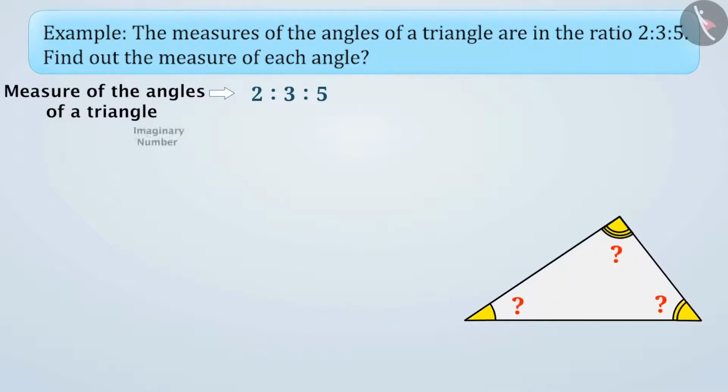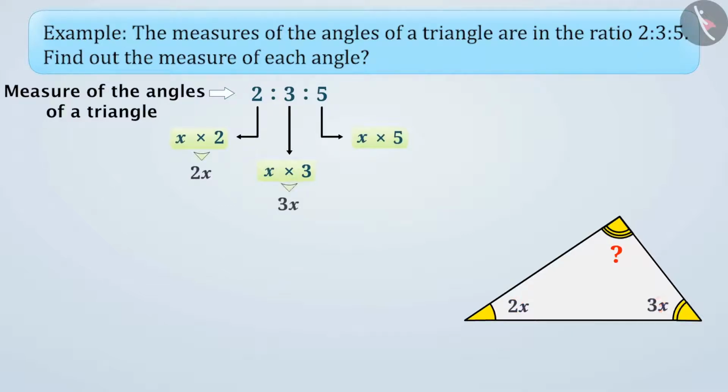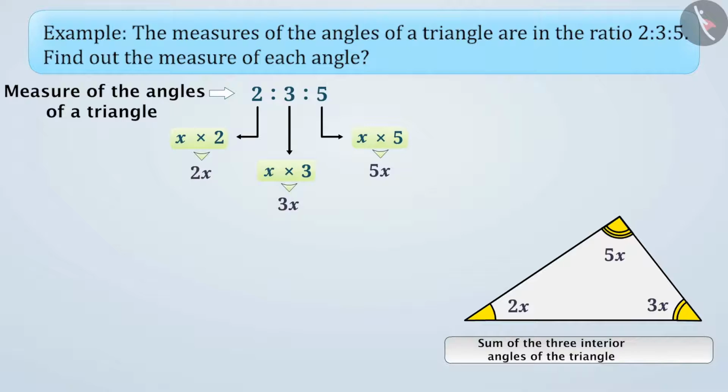If we multiply an imaginary number with the given ratios, then we can find the measure of each angle of the triangle. Suppose this imaginary number as x. Based on this, we can say that the measures of the angles of the triangle are 2x, 3x and 5x. But according to the angle sum property of a triangle, the sum of interior angles is 180 degree. Therefore, we can say that 2x plus 3x plus 5x is equal to 180 degree.